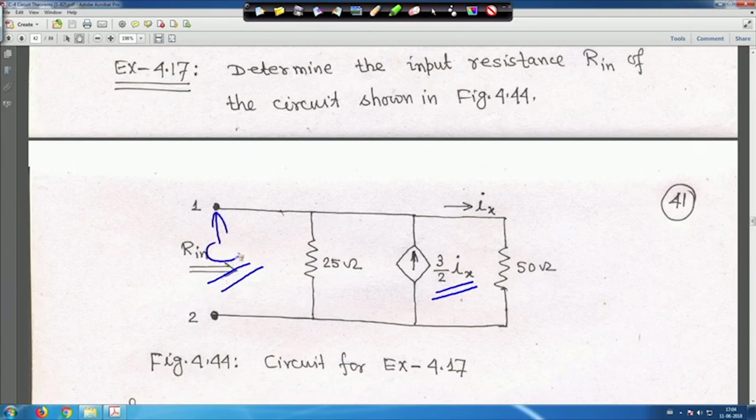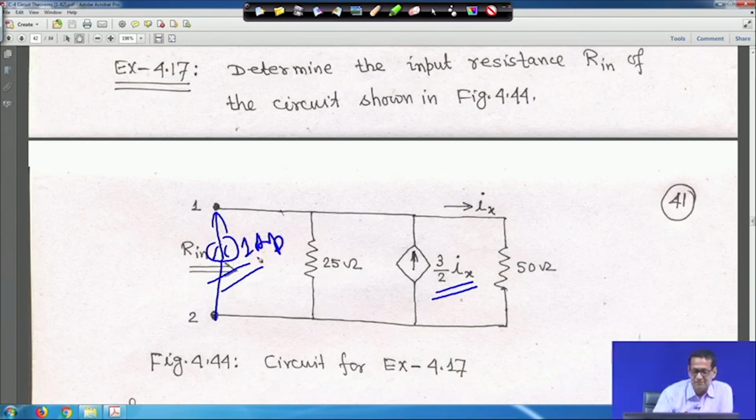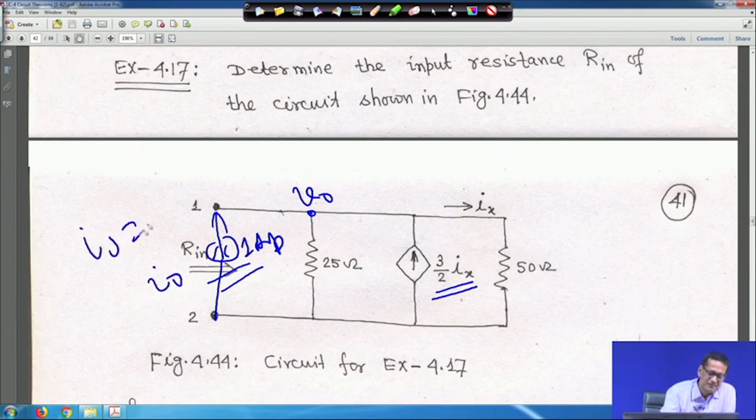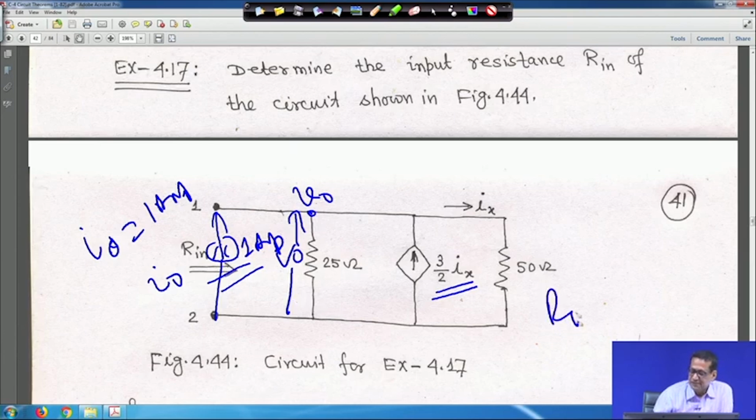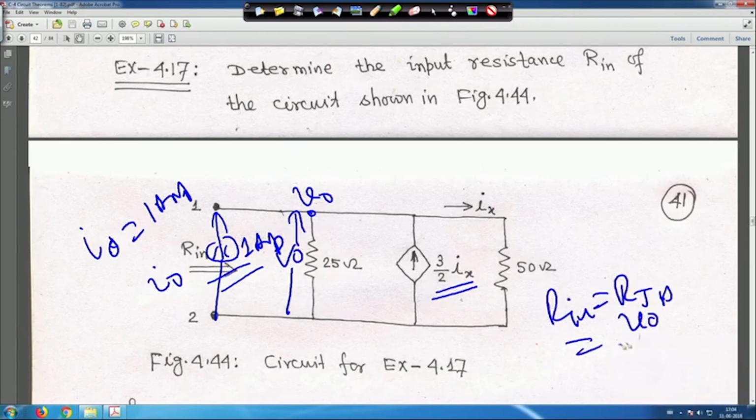Here we can put one independent current source, say it is 1 ampere, and you have to see the voltage here, V 0. This independent current source current I 0 is equal to 1 ampere, that means this voltage is your V 0, that means your R input, that is your R Thevenin, is equal to V 0 by I 0. We will take I 0 is equal to 1 ampere.